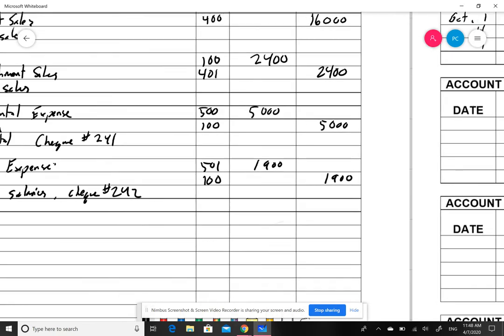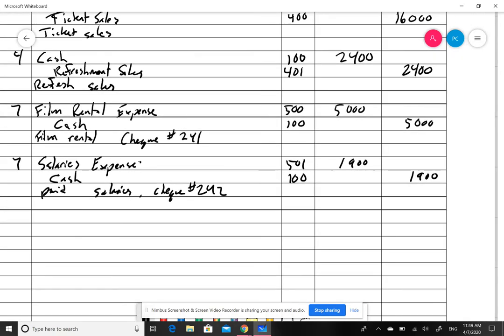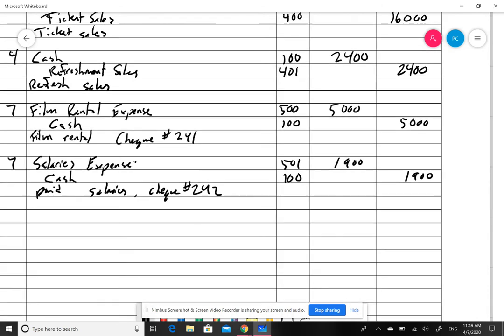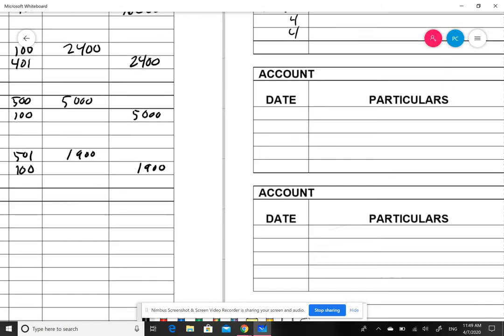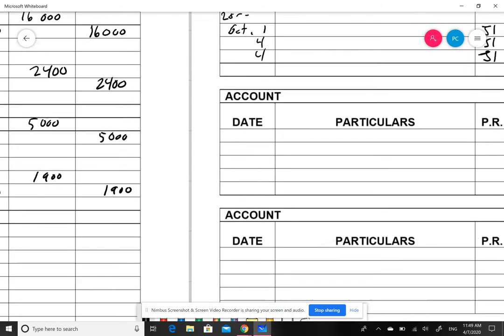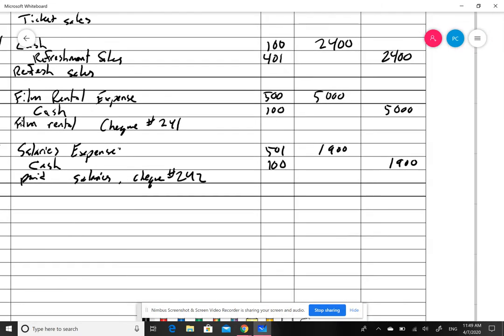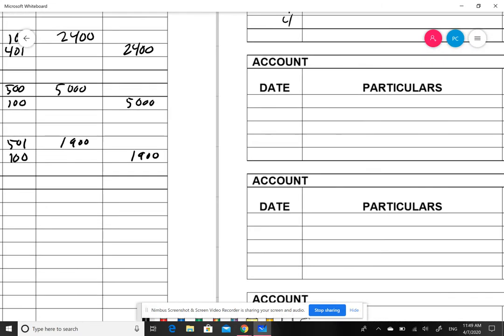Let's move on to the next one. I'm going to run out of cash space here, so I'm not going to do them all, but I'm going to do the next one, which is cash, a $5,000 credit. So that is the 7th.